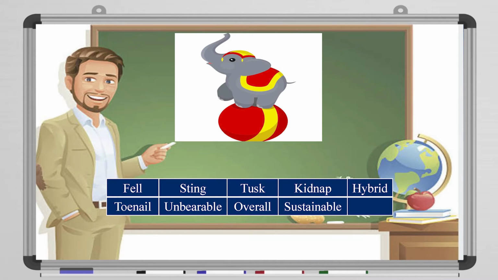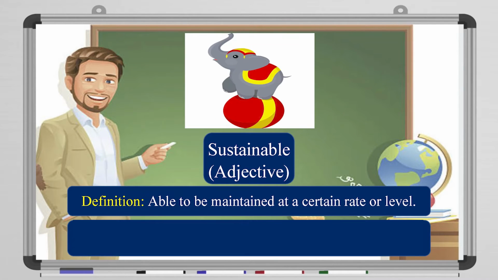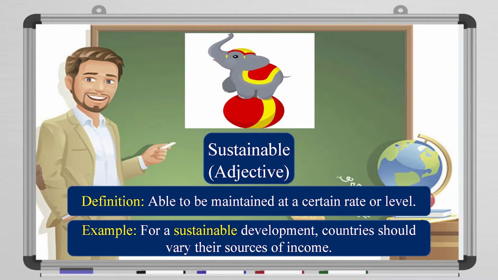So we have an elephant and he's balancing himself on a ball. So when you balance yourself, are you able to keep it or not? Is the elephant able to keep the balance? Yes, he is. When he is able to keep the balance, it is sustainable. Sustainable is an adjective, and it means able to be maintained at a certain rate or level. So you're able to keep the level the same. For example, for sustainable development, countries should vary their sources of income. Did you get that one? It was pretty difficult, right? Let's look at the next one.